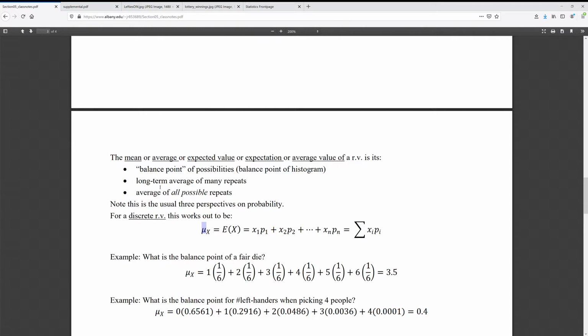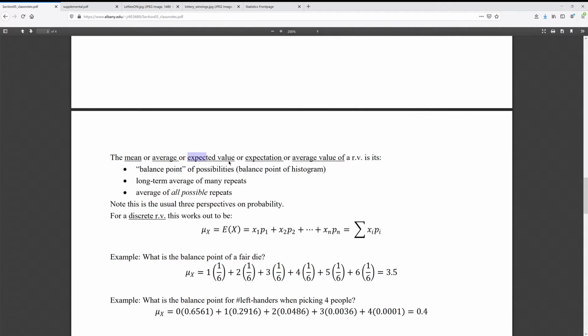So let's back it up a bit. There are different things you can call this concept, and I've tried to be pretty complete about this. I don't think I've missed any here. The mean, or average, or expected value, or expectation, or average value of a random variable. Bottom line is the balance point of its possibilities in every sense of the word.